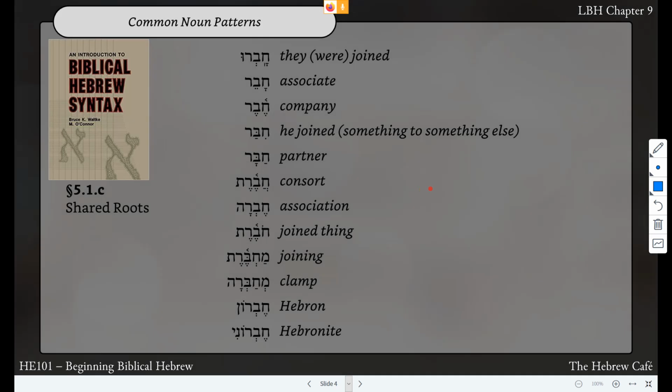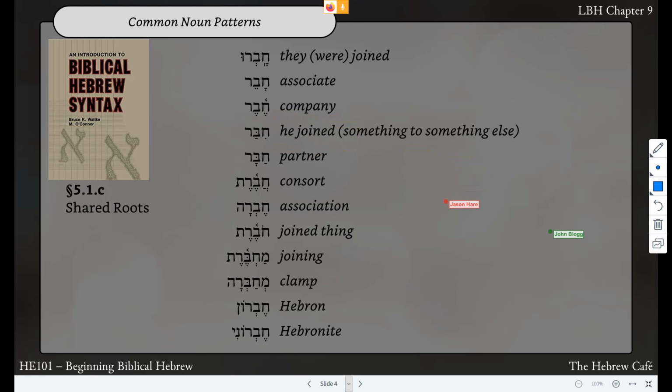Basically, he lays out patterns. First you'll notice that all of these words have the same root, chet, bet, resh. They all share the same root. But depending on the pattern that is given to those root letters, they can take on different meanings. So we could say that this is the kal verb, chavru, they joined. Chaver is an associate or a friend, we say today, chaver. Chevel, a company. Chiber or chibar, he joined something to something else.